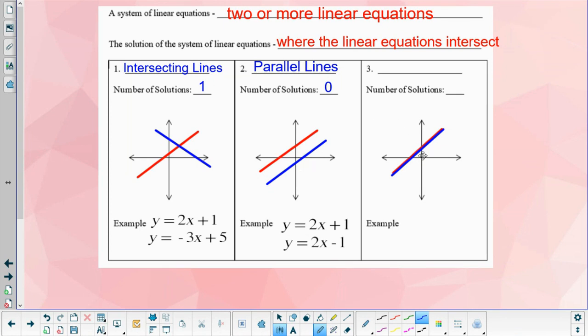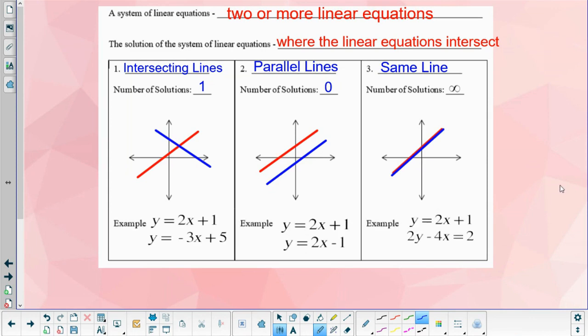Now this one here is a little hard to see. I moved them to the side a little bit just so you could see that they are exactly the same. They are the same line. It's one line right on top of the other. So that blue line is right on top of the red line. This is an example of infinitely many solutions. Every single dot along this line was considered a solution.